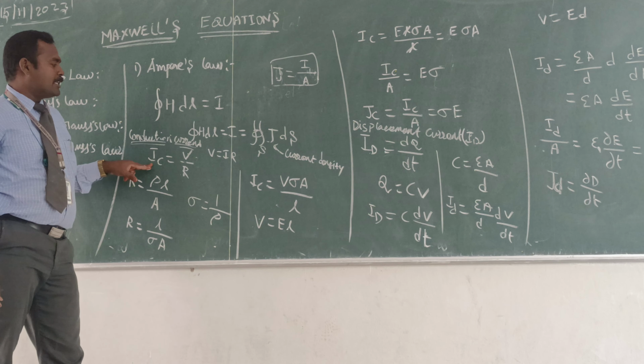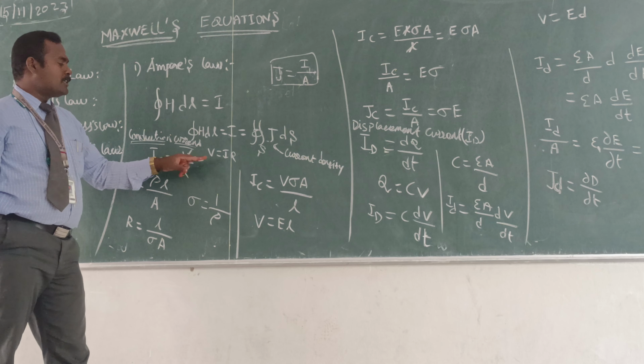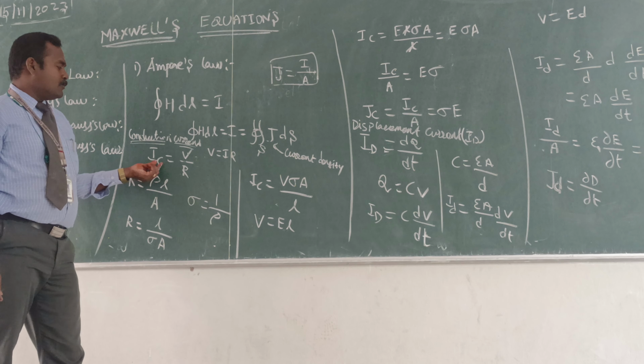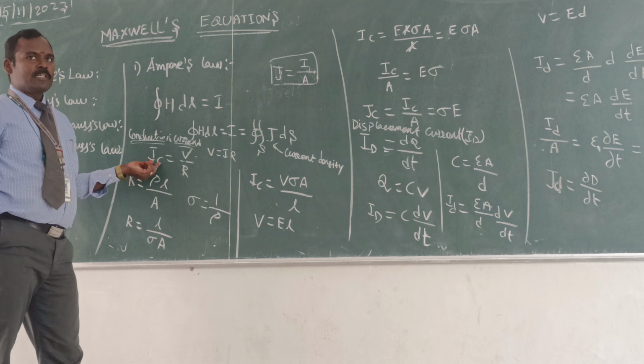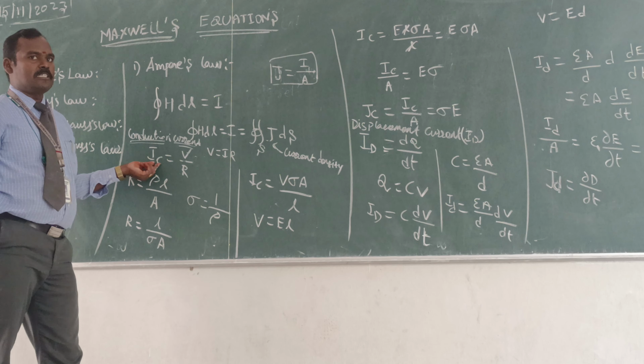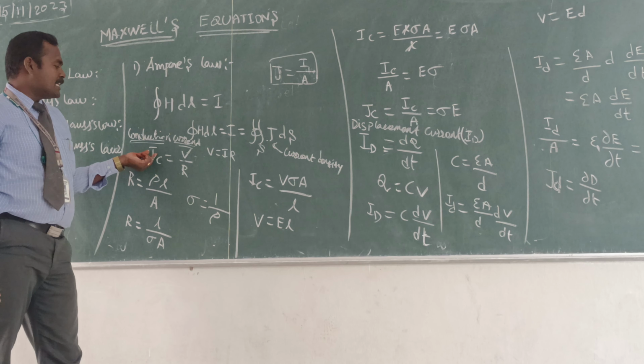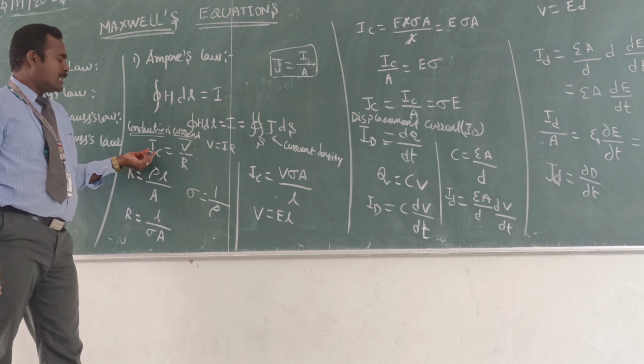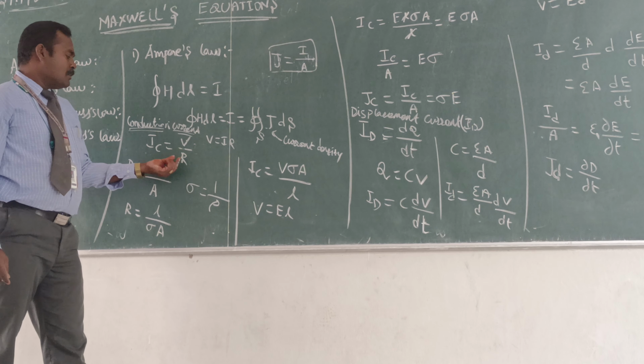The I_C should be equal to, from Ohm's law, V equals I into R. Why is it I_C? Because C indicates conduction current. So I is the current, C is the conduction. So I_C should be equal to V by R from Ohm's law.